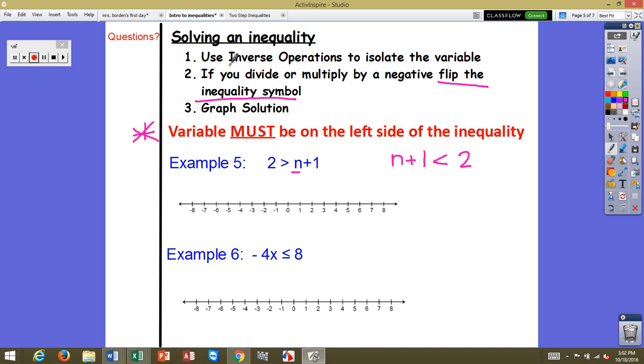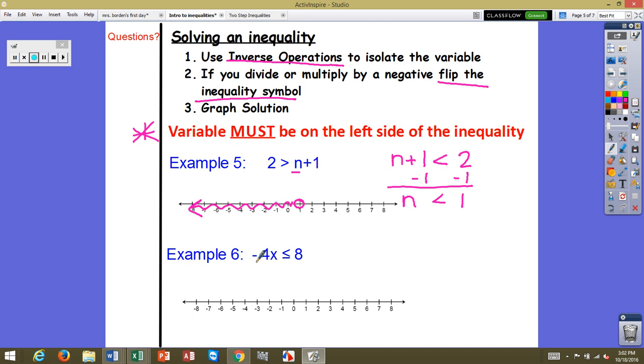We're going to use our inverse operations. We're going to subtract 1 on both sides. So now n is less than 1, because 2 minus 1 is 1. So now we're going to have an open circle on 1, and it has to be less than 1, so we're going to go to the left.